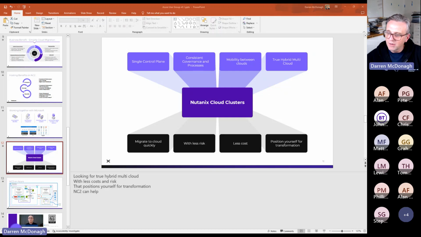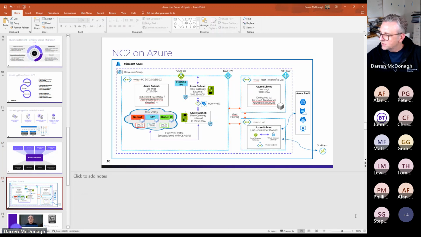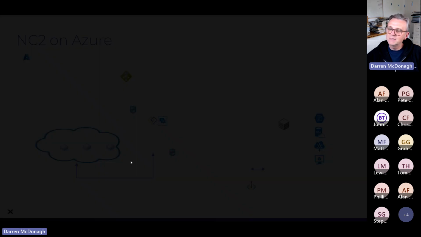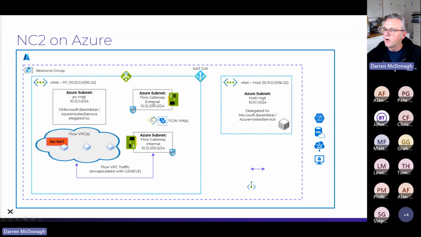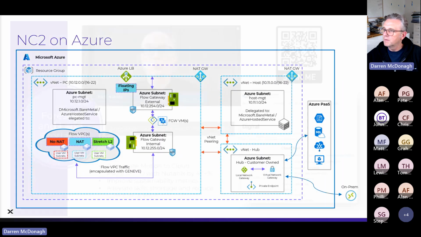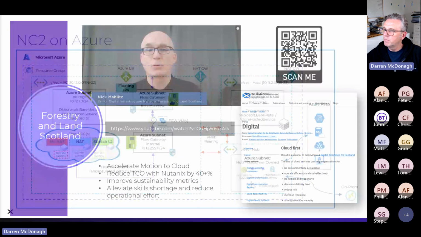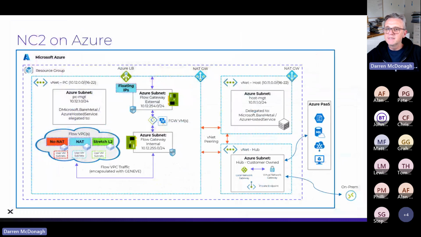Good. So let's get into the meat and veg. This is what the environment looks like, fully built up. Let's step back one. This is a high level overview of what we deploy.